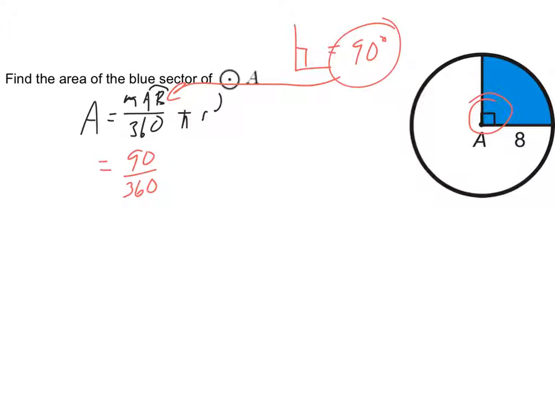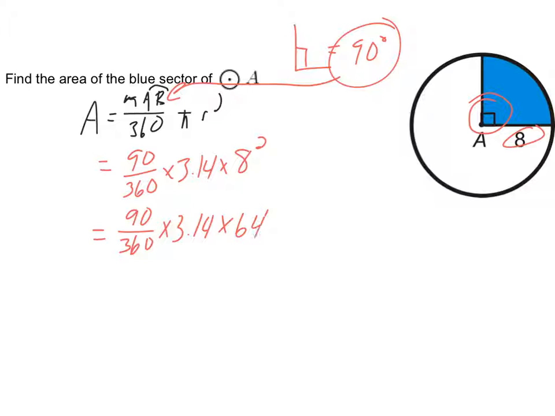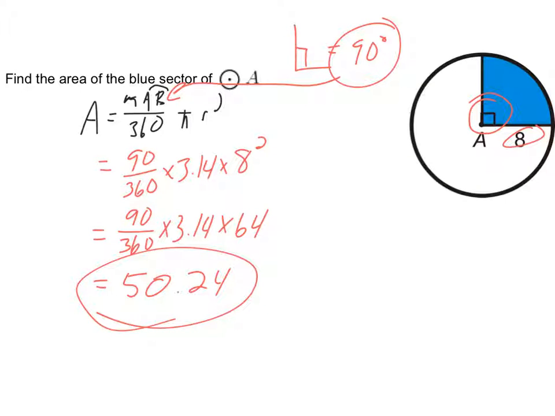And we're going to use 3.14 for pi, just like we always do. And now we're going to have 8 again in for our radius. Remember, when we square something, we multiply it by itself. So 8 times 8 is going to be 64. And so I'm going to type this in again just the way I see it: 90 divided by 360 times 3.14 times 64, giving me an area of 50.24. That is the area of the blue sector.